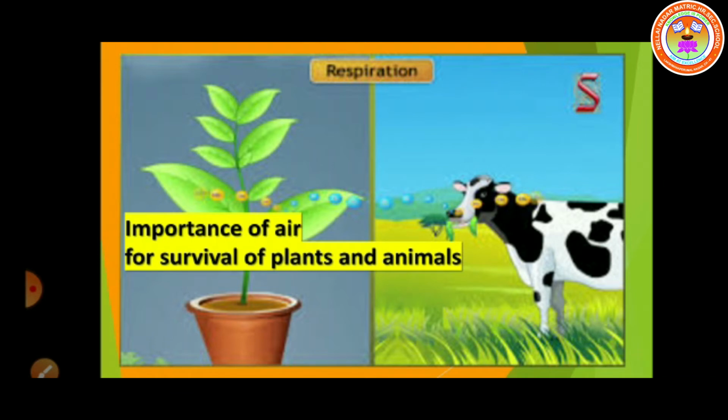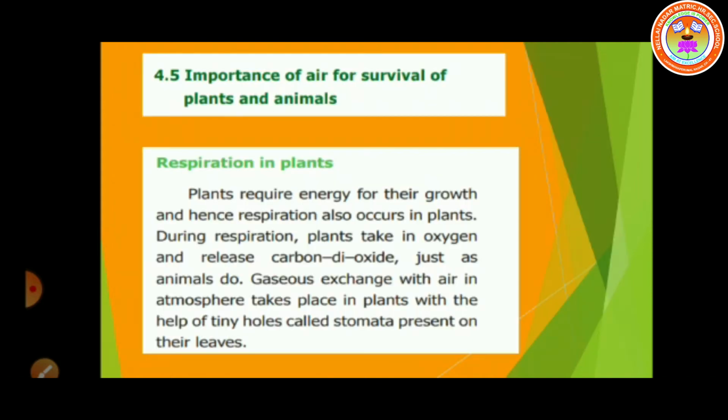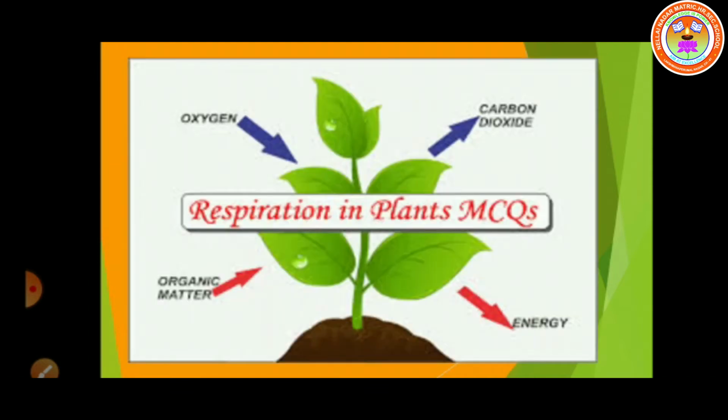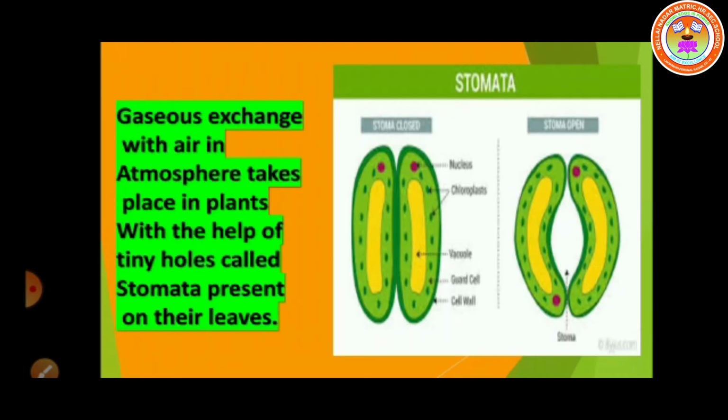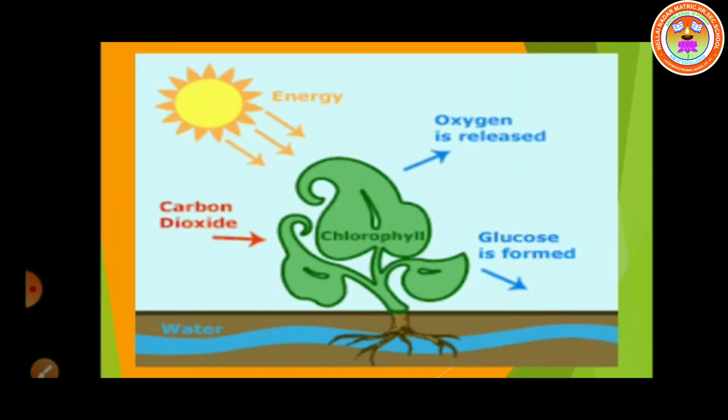Now we discuss what are the importance of air for survival of plants and animals. First we discuss respiration in plants. Students, plants require energy for their growth and hence respiration also occurs in plants. During respiration, plants take in oxygen and release carbon dioxide just as animals do. Gaseous exchange with air in atmosphere takes place in plants with the help of tiny holes called stomata present on their leaves.